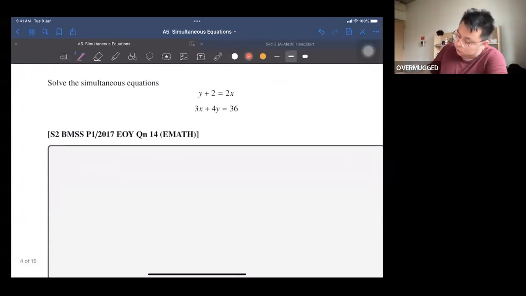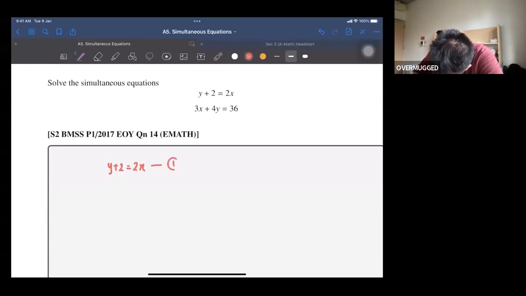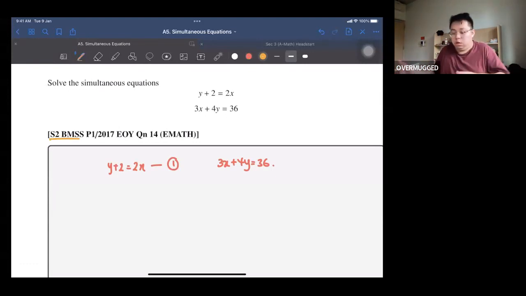So I'm supposed to solve this pair of simultaneous equations. Let me just write it out. y plus 2 equals 2x, equation 1. And 3x plus 4y equals 36. This is from a Sec 2 Bukit Merah Secondary School question that I've just taken for the explanation of this question. Okay, so I'm going to do elimination. Elimination means I need to make a common term. So let's do that.